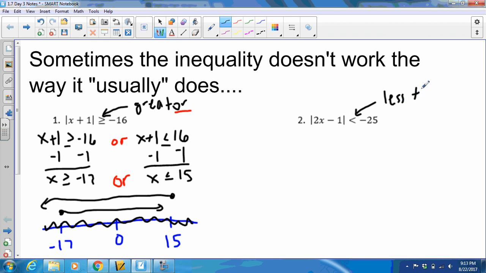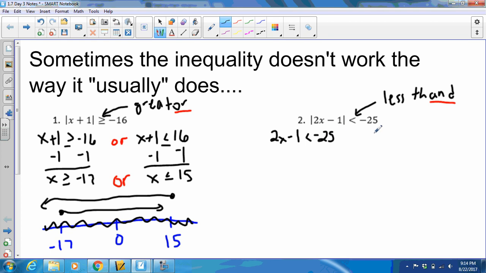And that really means this is going to be an "and" problem. So less than, right? Okay. First things first, create your two inequalities. So we start off with 2x minus 1, which is less than negative 25. Basically, you're just writing the inequality you see here.